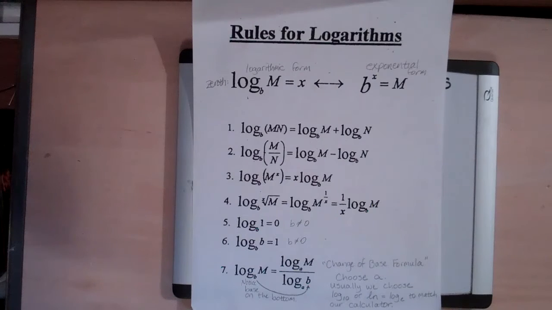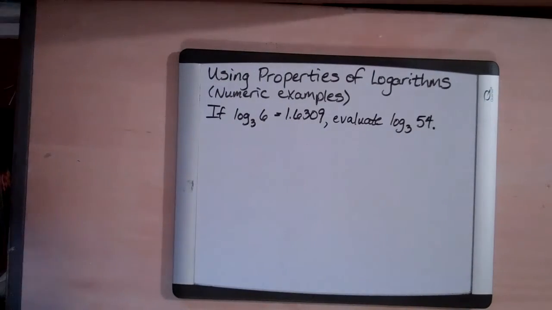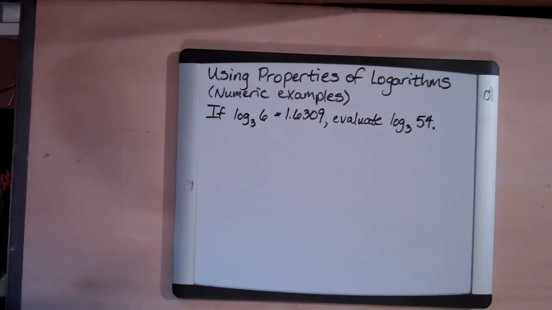And we also have a list of 7 other rules that we can use, and hopefully you have these already written down in your notes. There's 7 rules here, and we're going to use them to do some problems. So I'm going to start with some numeric examples using the properties of logarithms.